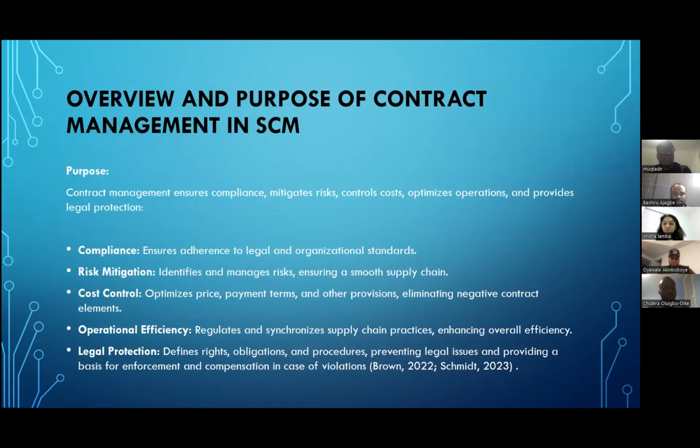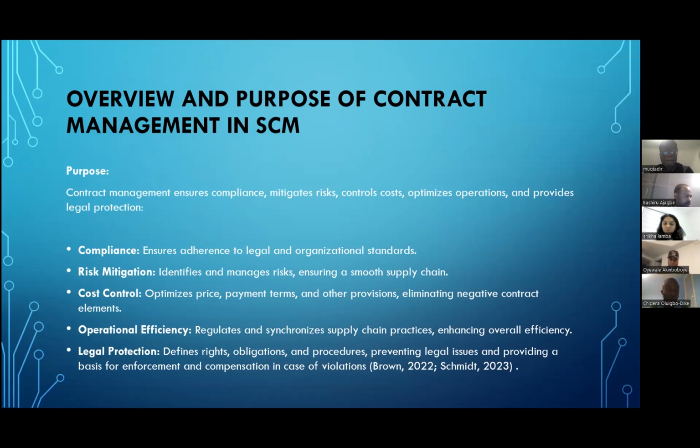Talking about the purpose of contract management in supply chain management. Contract management ensures compliance, mitigates risk, controls costs, optimizes operations, and provides legal protection. What does compliance mean? It ensures adherence to legal and organizational standards. It makes the two parties know what they are supposed to do in the transaction and makes them responsible for whatever they do.